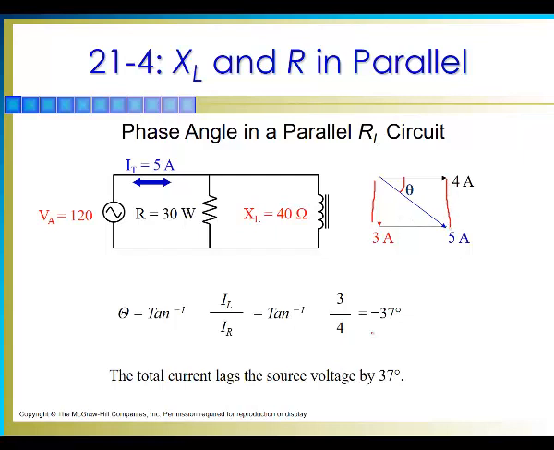So therefore, the angle is negative 37 degrees if we take the resistor as a reference. It goes down this way, so that's why the angle is negative. But this just means that the total current lags the source voltage by 37 degrees. This current right here lags this voltage by 37 degrees.